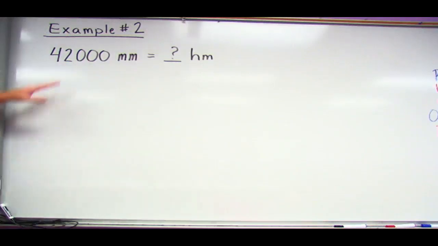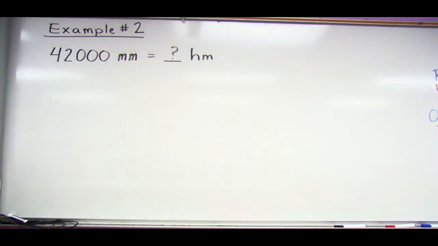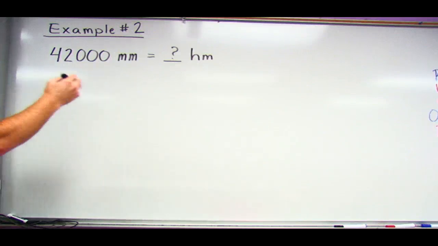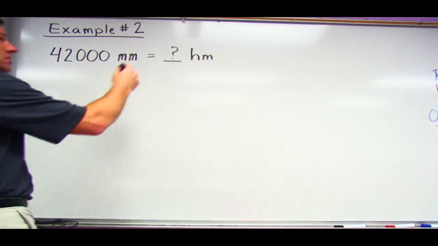All right, let's convert this problem. We have 42,000 millimeters equals how many hectometers? That's what we have to figure out. So we want to convert through the base. So remember, like we did in class, we're going to go to the base and then go from the base to hectometers.